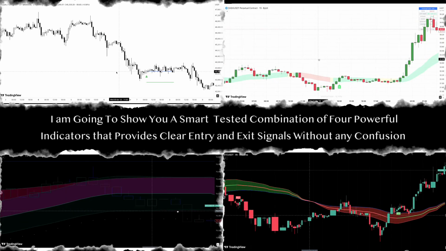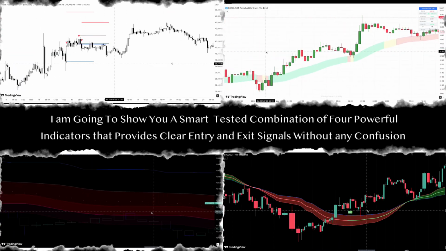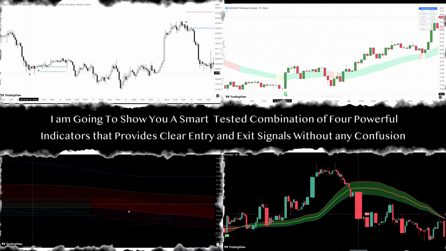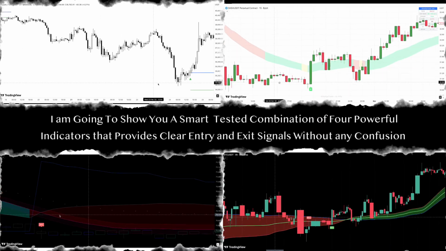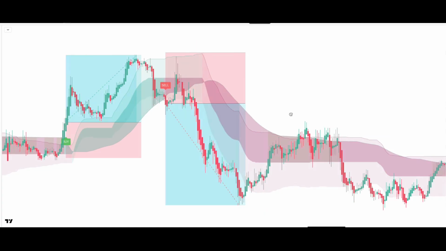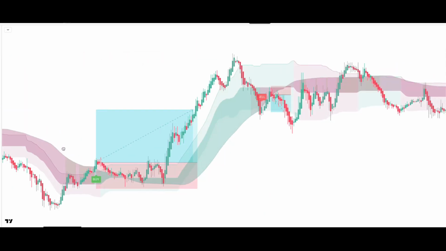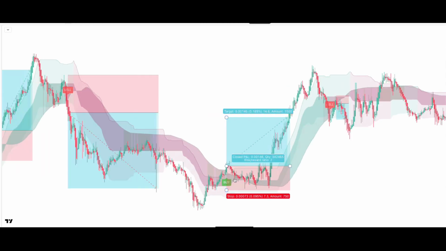In this video, I am going to show you a smart, tested combination of 4 powerful indicators that provides clear entry and exit signals, without any confusion. This isn't just a random setup, rather, it is a practical and effective system. Every step is important, so make sure to watch the video until the very end.